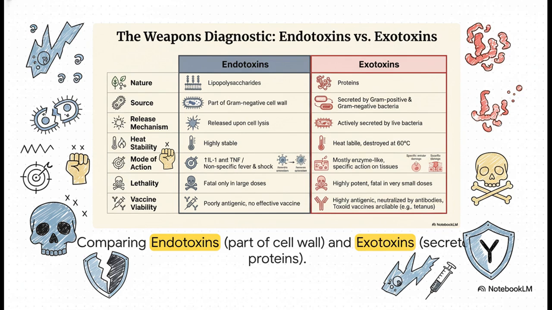Note the key distinctions. Endotoxins are lipids, specifically part of the gram-negative cell wall, and they are heat-stable. Exotoxins, in contrast, are proteins, actively secreted by living bacteria, and are typically heat-labile. These fundamental differences in their chemical nature, source, and stability are critical.